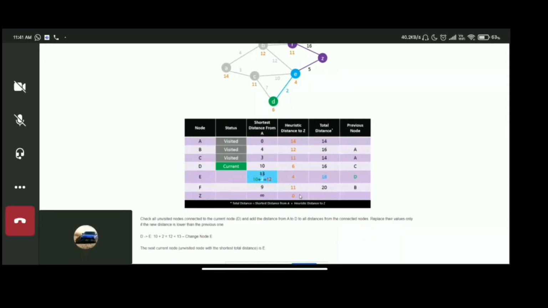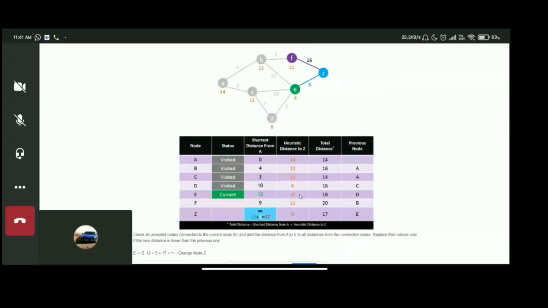So when you visit node E, you have neighbor Z, and Z is your goal state, because the heuristic function value to Z is 0, and we terminate our search when we have heuristic function value that is equal to 0.